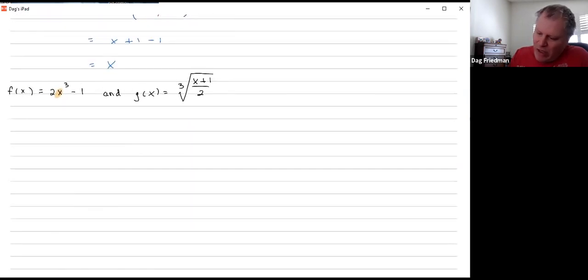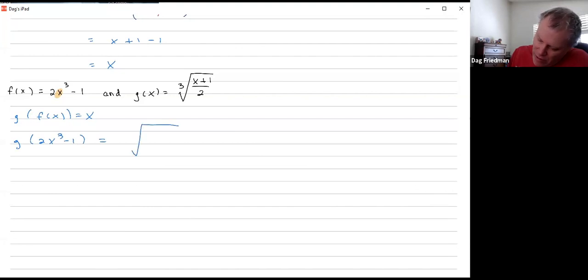So these are my functions. So let's see, we are going to do g of f of x. So again, we are going to be doing this. And again, it should produce x if they're inverses, which we already know they are. So I'm going to take g and I'm going to evaluate it at 2x cubed minus 1, which means I'm going to take this cube root function, and wherever I have x, I'm going to put in 2x cubed minus 1.